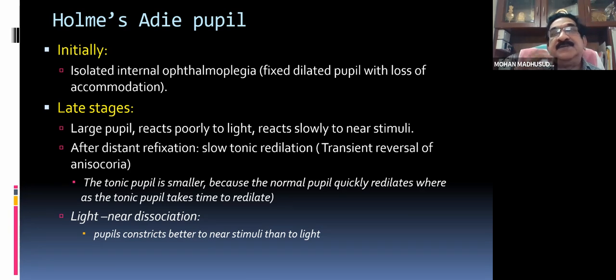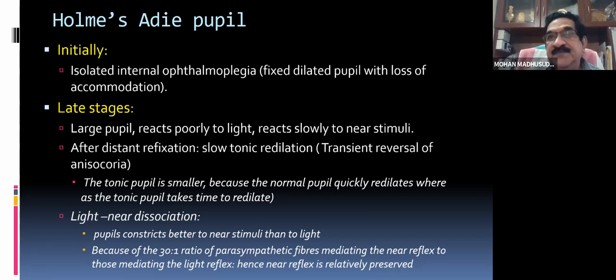That is the main function of the ciliary muscle, to make the vision avoid blur when you look at close objects, rather than the constriction of the pupil due to light. So more fibers are for accommodation. So what happens if it recovers? Naturally, the parasympathetic fibers mediating accommodation are more than those for the light reflex, since the near reflex is relatively preserved. That is the explanation for the light-near dissociation in Adie's pupil. I think, am I clear to you?